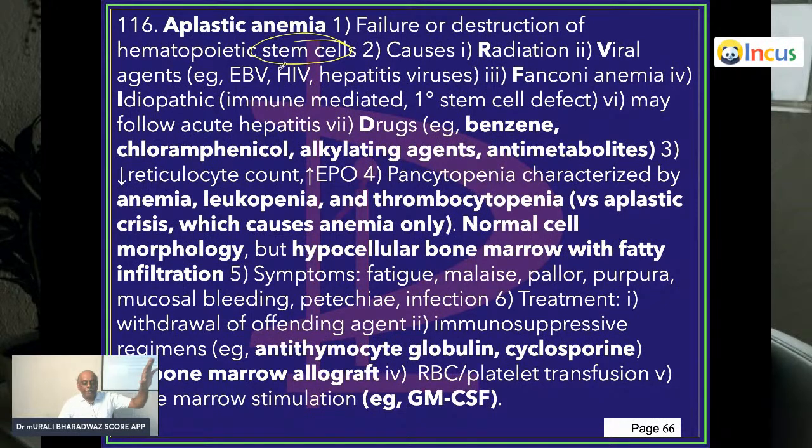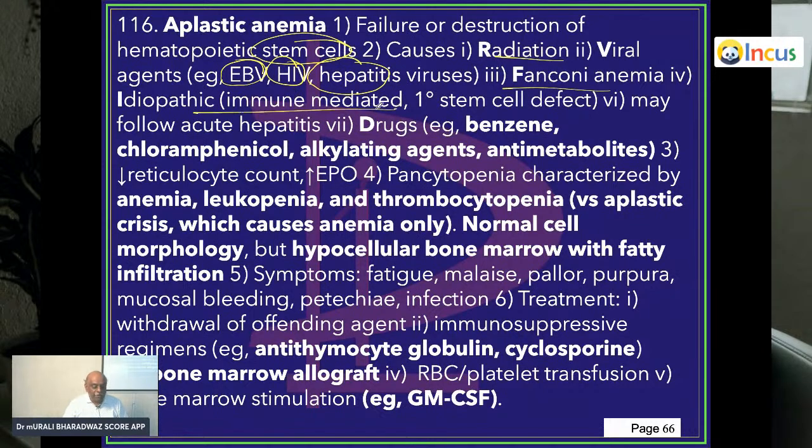Fundamentally, hematopoietic stem cells are destroyed. That's the reason. What are hematopoietic stem cells? 3 kinds. Erythroblasts, megakaryocytes, and myeloblasts, lymphoblasts, and all the precursors of WBCs. What led to that? Radiation, Epstein-Barr virus, HIV, hepatitis, any of them. Fanconi's anemia is a cause of congenital bone marrow failure syndrome, dyskeratosis congenita, etc.